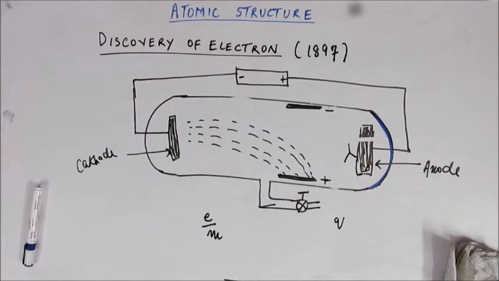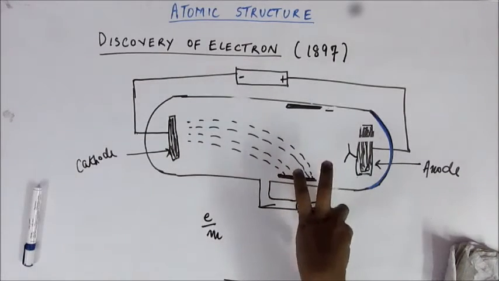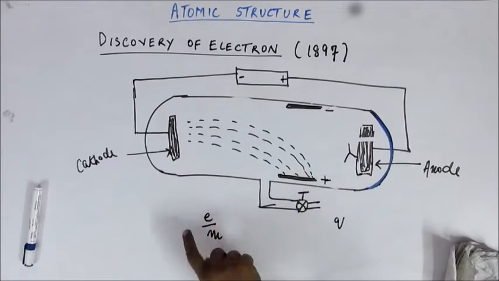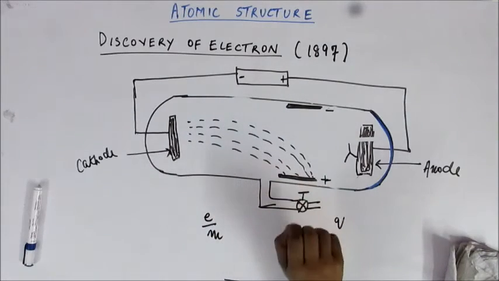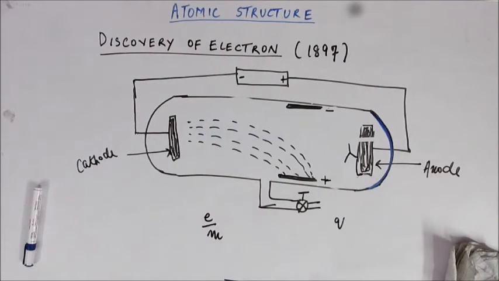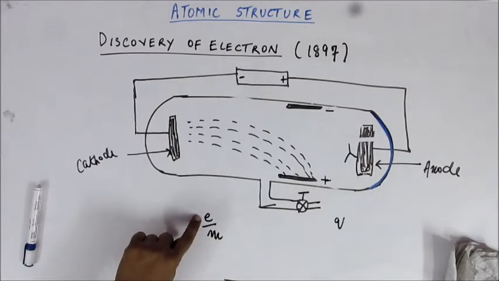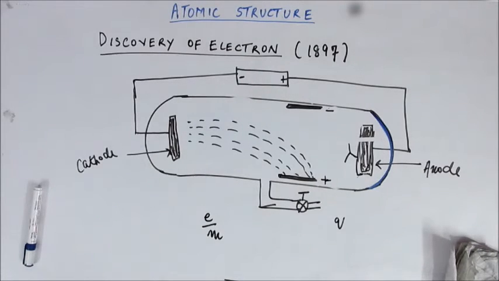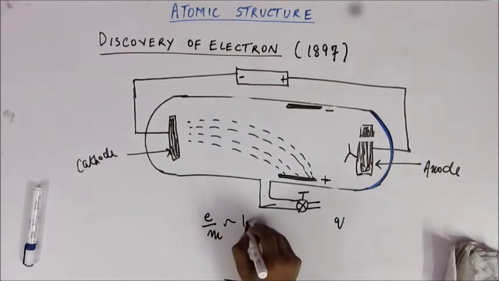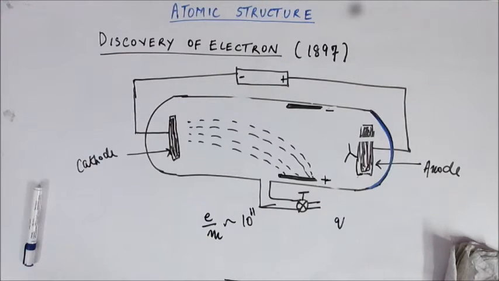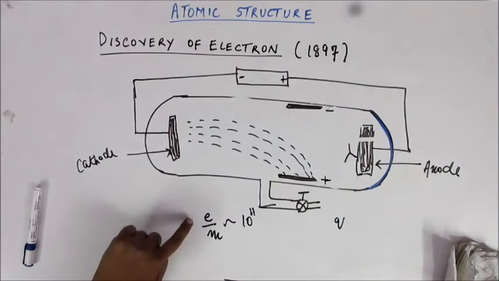So he found out, using this very experimental setup, the value of e/m. That these radiations are constituted by particles. That particle will have a certain charge. That particle will have a certain mass. So he calculated the e/m ratio. That was of the order of 10 raised to the power 11. So he did his job. He is coming very close to finding out the charge and mass.